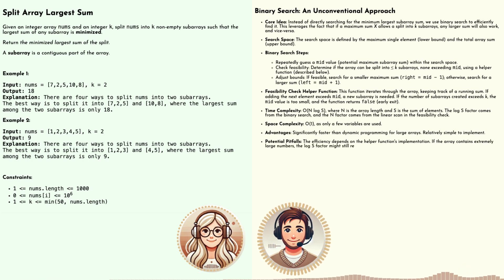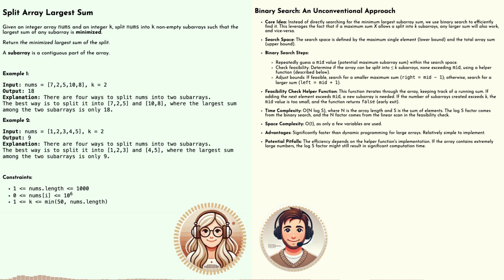So how does that actually play out? Well, we know the minimum largest sum has to be somewhere between the biggest single element in the array and the sum of all the elements. That makes sense. So we use binary search to efficiently test values within that range. And for each guess, we check if we can actually split the array into k or fewer subarrays without going over that sum. So like a guessing game, but a smart one. Exactly. And binary search helps us narrow down the possibilities super fast.